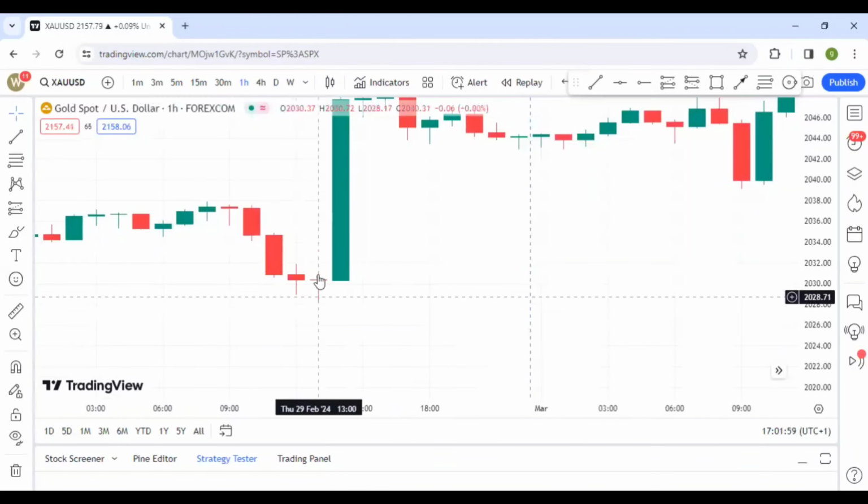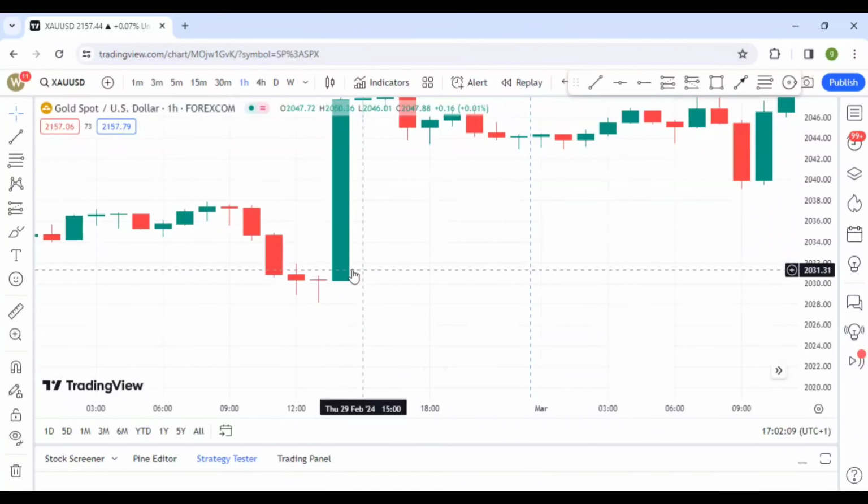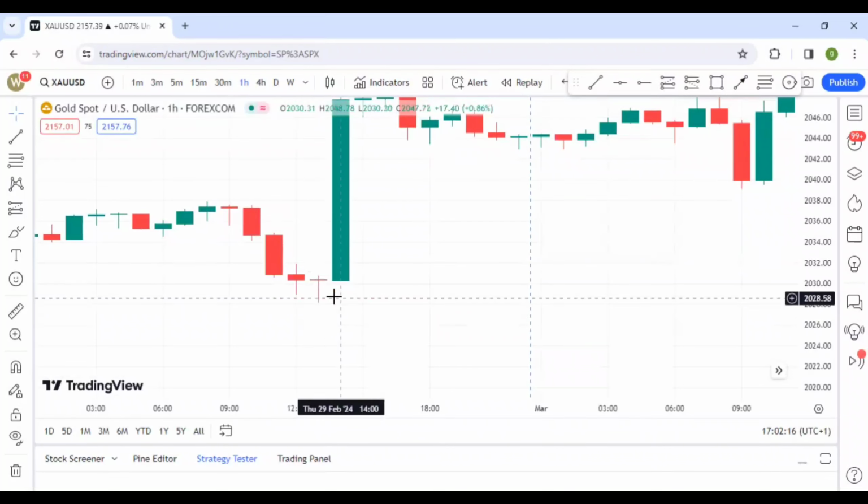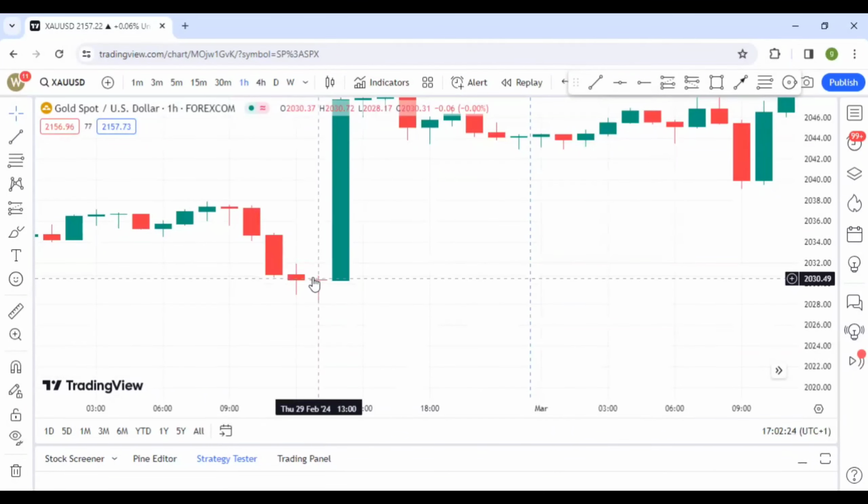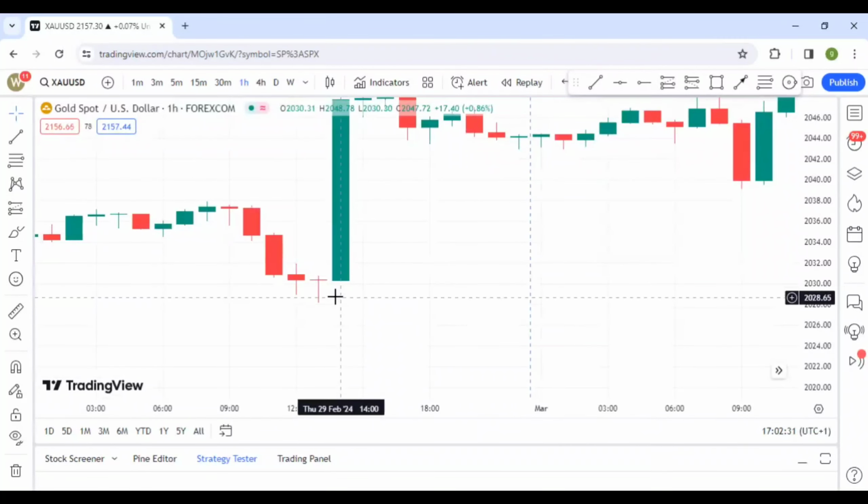When you spot a Dragonfly Doji in a downtrend and the next candle closes above the Dragonfly Doji high, you should go for what? A buy. You should look for a buy opportunity, placing your stop loss below the low of the Dragonfly Doji. So your stop loss should be at the low of this Doji, while your entry point should be at the close of the next candle that closes above the Dragonfly Doji. Okay, that's how you can trade this.